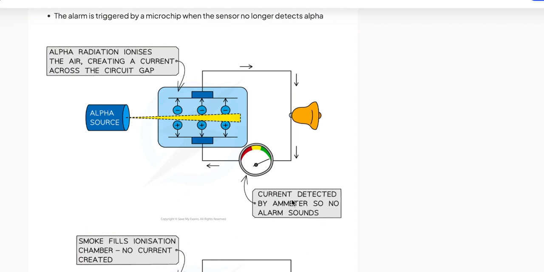So when current is detected, there will be no alarm. But once the smoke blocks it, current will no longer flow. So once there is no current, this bell will ring. This alarm system will ring. So this is how we say alpha particle is used in the detection. It ionizes the air to create current to flow. Is that okay?